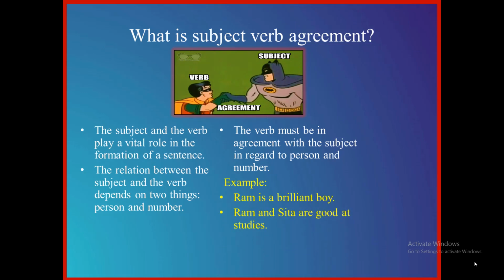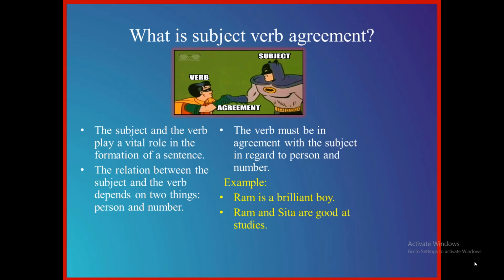Ram is a brilliant boy. Here, what is the subject? Ram, the name of the boy. Ram is the subject. And here, what is the verb? Is is the verb. Since the number of subject here is just one person, we are using the singular verb is.